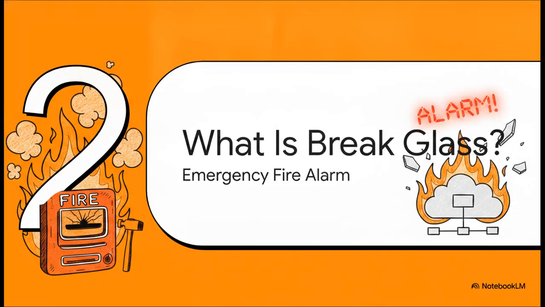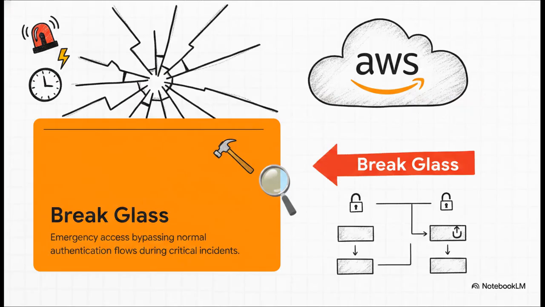Section 2. What is break glass? The emergency fire alarm. Think about the physical world for a second. When a building is on fire, you literally break a physical glass panel to pull the alarm. Well, in cloud architecture, we need a digital equivalent. Break glass is that pre-established emergency access mechanism. It intentionally bypasses your normal authentication and authorization flows for a very specific selected set of people during critical incidents. It has to always be functional, it needs to be simple enough to use when you're under extreme pressure, and must trigger immediate alerts, and it is strictly, and I mean absolutely strictly, for emergencies only.